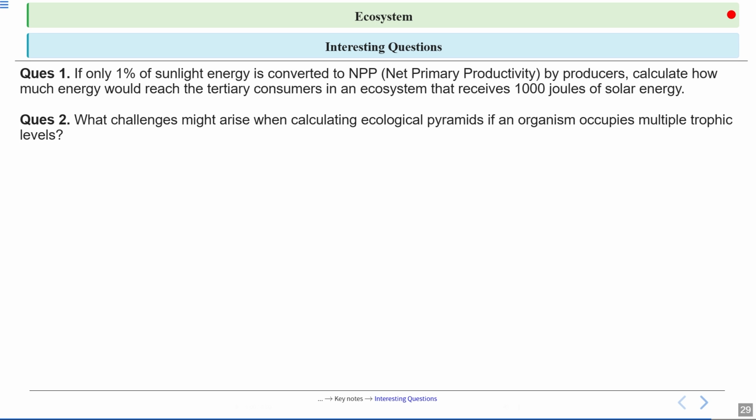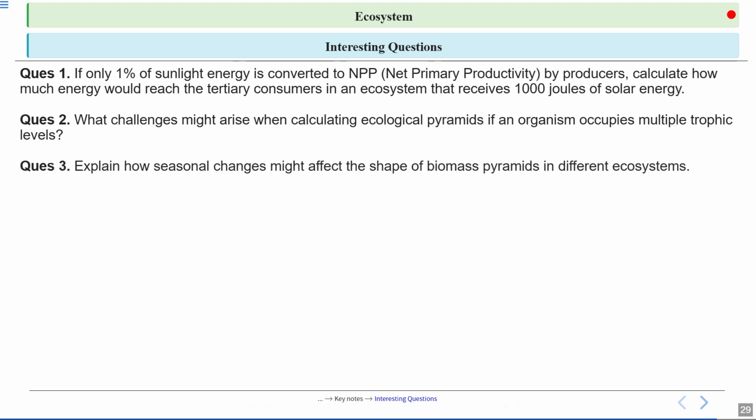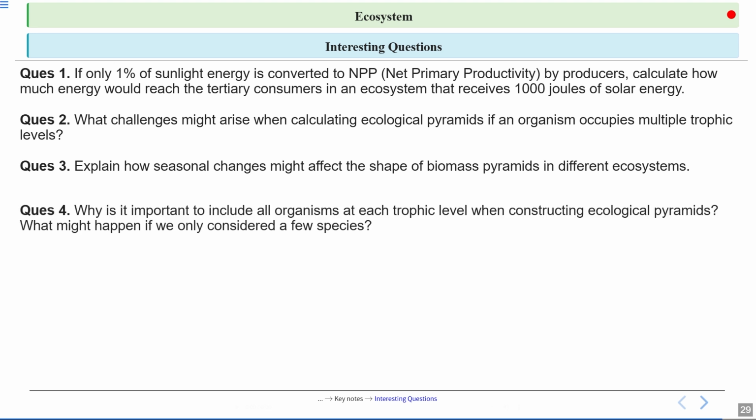Next question is, what challenges might arise when calculating ecological pyramids if an organism occupies multiple trophic levels? This is a very interesting question. Third one is, explain how seasonal changes might affect the shape of biomass pyramids in different ecosystems. Next one is, why is it important to include all organisms at each trophic level when constructing ecological pyramids? And what might happen if we only considered a few species?